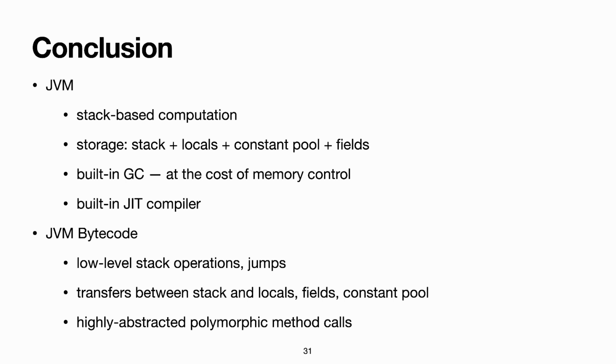It also comes with a built-in just-in-time compiler, which can make your code fast. The JVM bytecode instruction set has low-level stack operations to manipulate the stack, to do additions and things like that, jumps, and also transfers between the stack and the locals, the fields, the constant pool. So those are your load and store instructions. And then it has a set of highly abstracted instructions, and particularly there are instructions to invoke methods. There are a few other things that are more abstract.